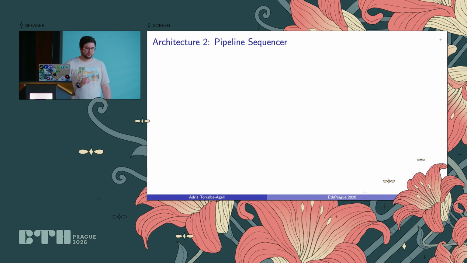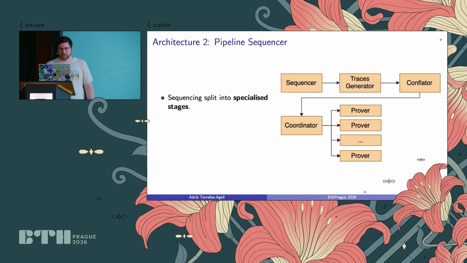The second architecture, pipeline sequencer. In this case, we have split this single all-powerful sequencer into different actors. We have a sequencer that takes the transactions and orders them. We have an entity that is only responsible for generating the trace. We have a conflator that usually compresses the result, and the conflator sends that to the coordinator that is responsible for a prover or a set of provers to generate the proofs.